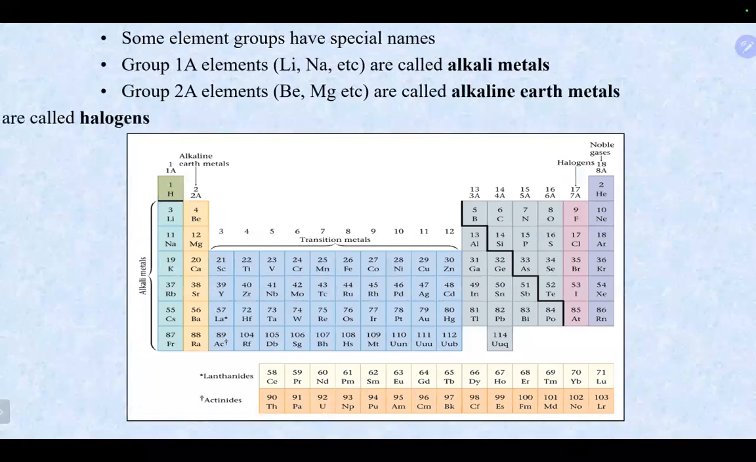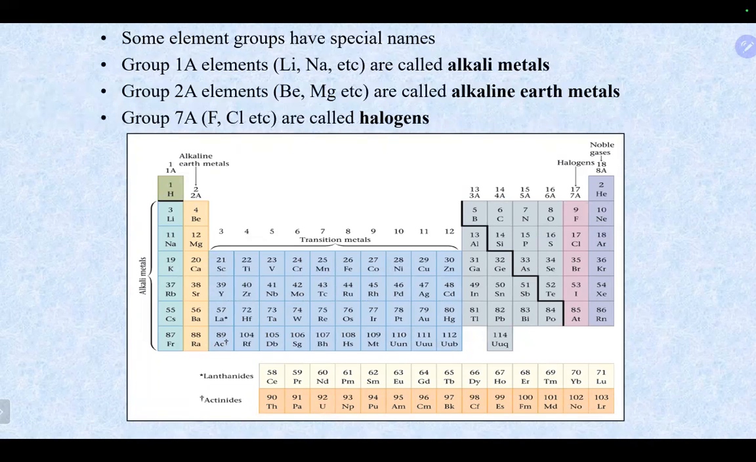Now, some groups do have special names that you do need to be aware of. The first group is group 1. And once again, as we just talked about, it starts with lithium here. So it is lithium, sodium, potassium. Those are what are referred to as the alkali metals. Right next door we have beryllium, magnesium, all those good guys right there. Those are what are referred to as the alkaline earth metals.